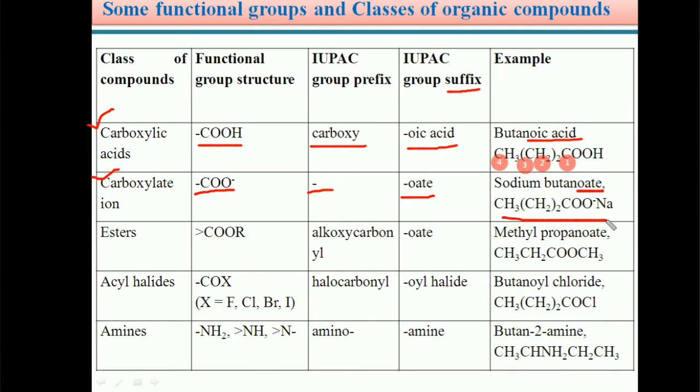It is in the form of sodium salt. Hence its name is sodium butanoate. Here this is butanoic acid, COOH. Here the COO minus form is a salt with a Na plus cation. Its name is sodium butanoate.